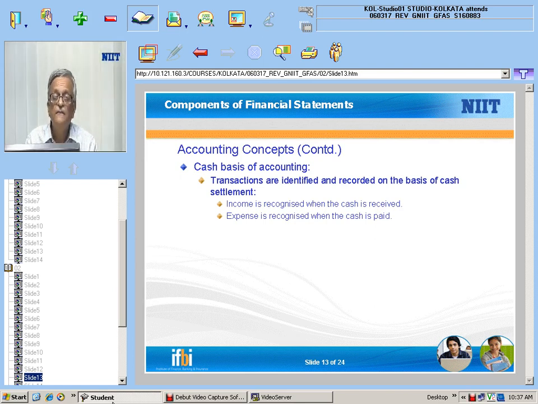But cash basis of accounting is not accepted. Accounting standards say you have to follow the accrual basis of accounting. So cash basis of accounting is not acceptable.